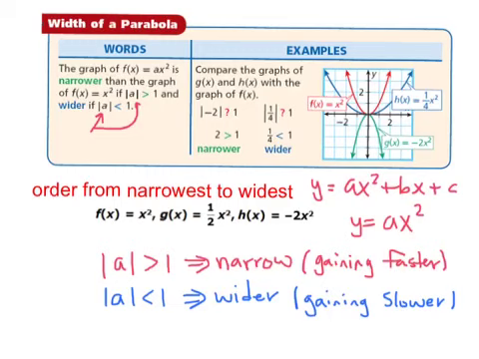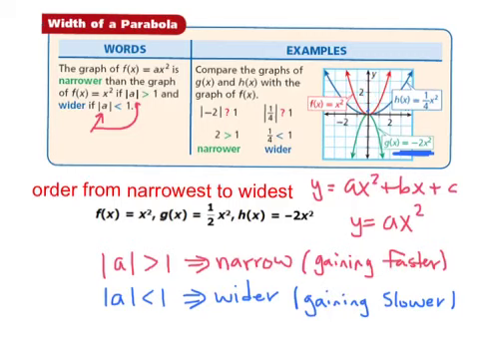Now the reason that we use the absolute values is because if you look at this example over here, g of x is negative 2x. It's still narrower, but this is opening downward. If this was opening upward, it would probably look something like this here. So it's going to be narrower than our parent function. It's just that it's going in an opposite direction.